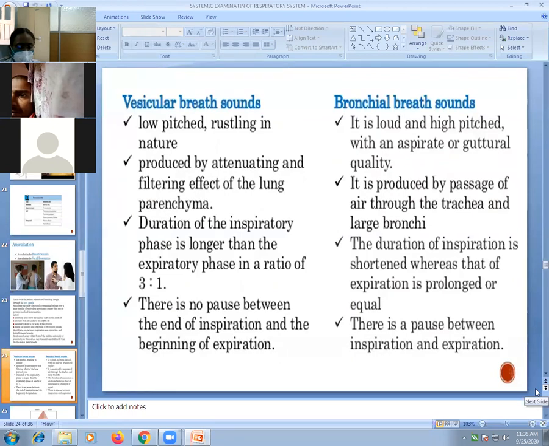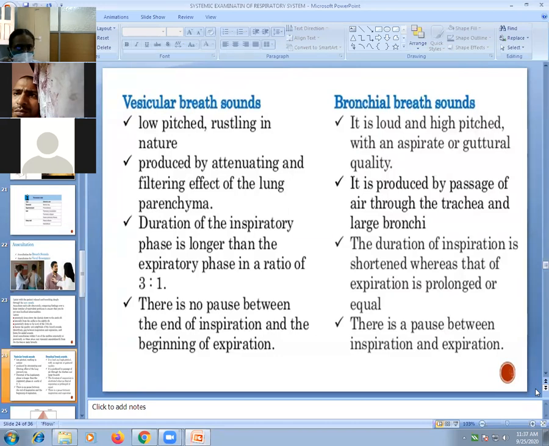Now breath sounds, when you are asking the patient to take deep breaths. So obviously with the help of a stethoscope you hear the breath sounds. There are two types of breath sounds, vesicular and bronchial. What are the differences between them? Vesicular is normal breathing, bronchial is abnormal breathing.